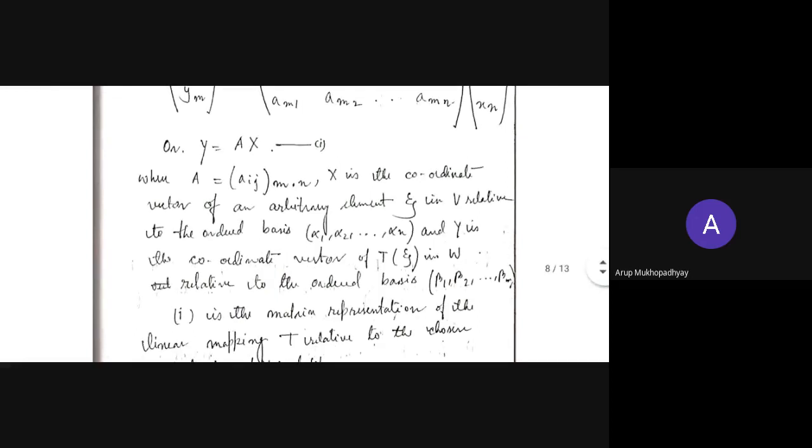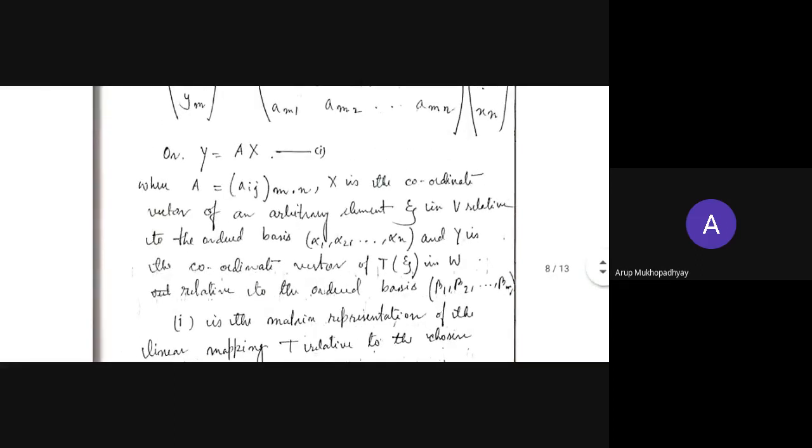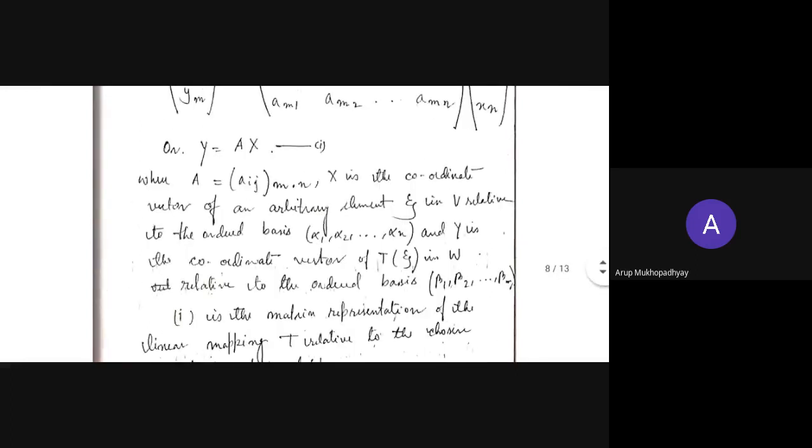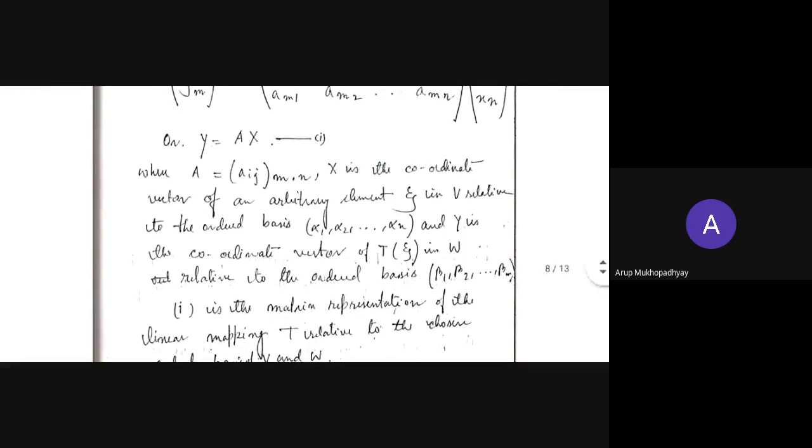But how have we got this? Where A equals aij, m by n, x is the coordinate vector of an arbitrary element xi in V relative to the ordered basis alpha 1, alpha 2, dot, dot, dot, alpha n. We know that. And y is the coordinate vector of T xi in W relative to the ordered basis beta 1, beta 2, dot, dot, dot, beta m. From equation 1 this is the matrix representation of the linear mapping T relative to the chosen ordered bases of V and W. So this is the final representation of the matrix in linear transformation, that is y equal to Ax.